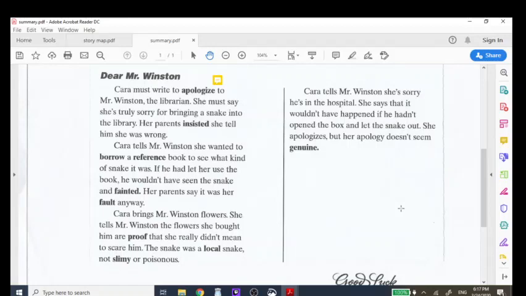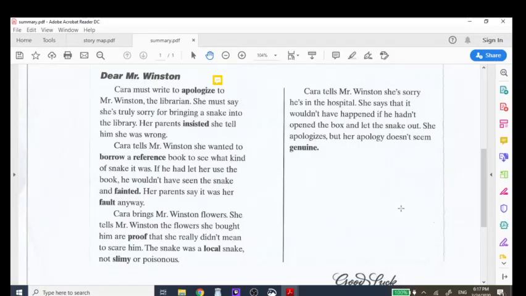In libraries, yeah. Her parents insist she tell him she was wrong. Now, Kara tells Mr. Winston, she wanted to borrow a reference book to see what kind of snake it was. If he had let her use the book, he wouldn't have seen the snake and fainted. Her parents say it was her fault anyway. Kara brings Mr. Winston flowers. She tells Mr. Winston the flowers she brought him are proof that she really didn't mean to scare him. The snake was a local snake, not slimy or poisonous.